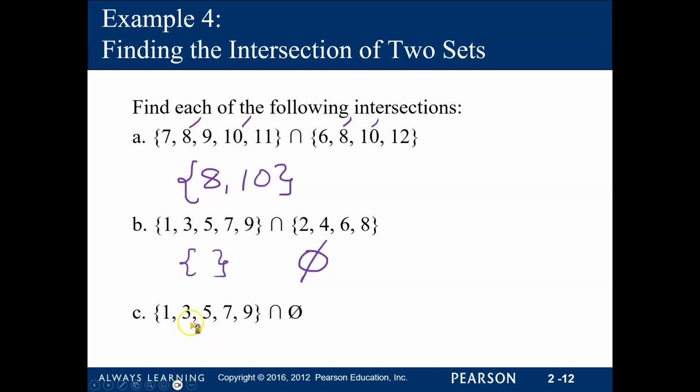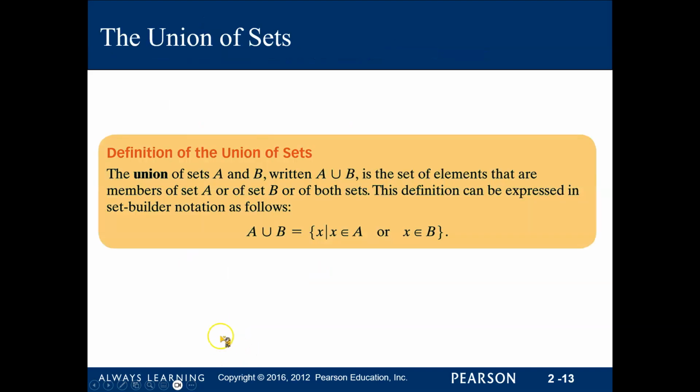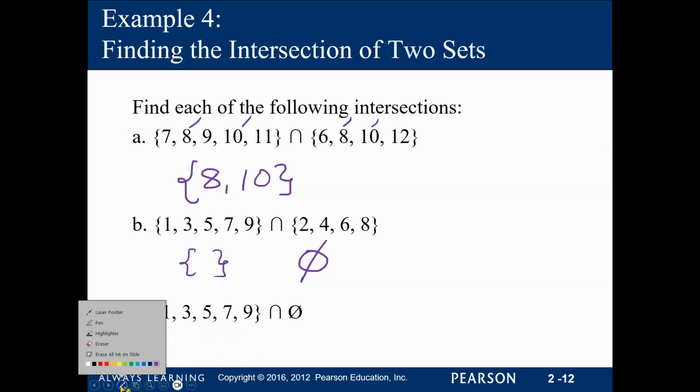Next, we have the set 1, 3, 5, 7, 9 intersection with the empty set. The fact that there's nothing inside an empty set means there is no intersection with any set. So again, for this one, our answer is the empty set.